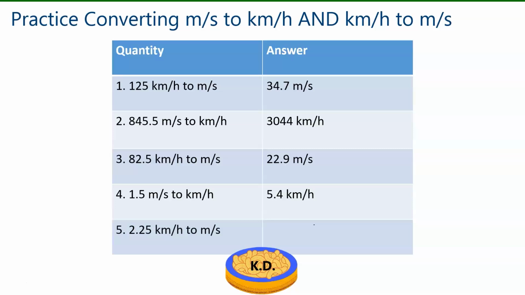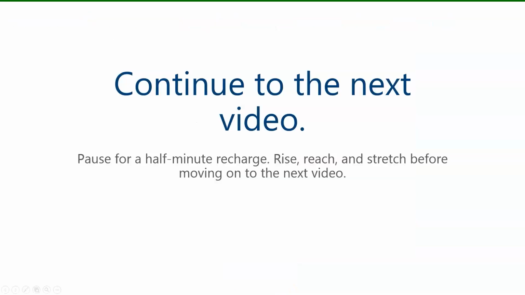And last, we have 2.2 kilometers per hour, and we need to convert that to meters per second. Kilometers per hour came first, so we're going to divide by our conversion factor of 3.6 to get 0.625 meters per second. Now it's time to continue to the next video.